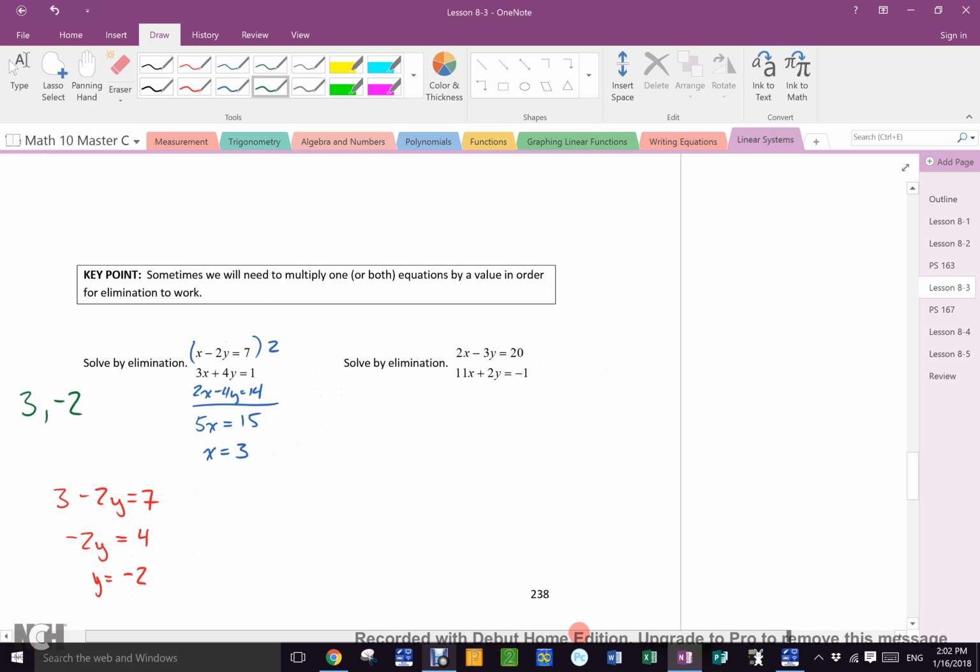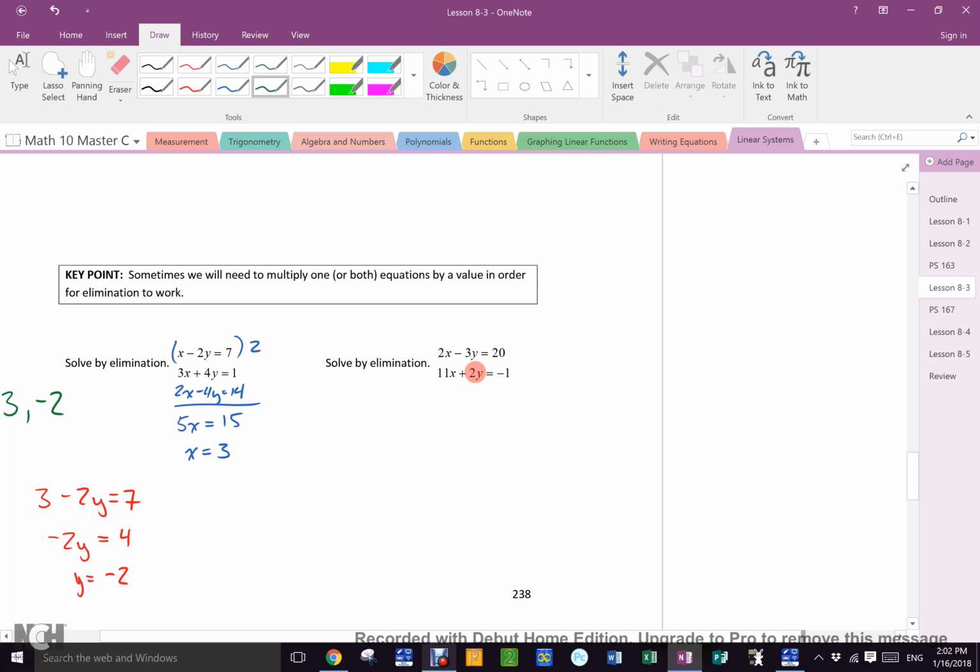Now look at the third one and tell me what's going on. I got to multiply both because neither one is pretty, right? Multiply 1 by 3 and 1 by 2. Excellent. If I multiply this guy by 3 and this guy by 2, what am I going to get? 6x. Sorry, other way around. If I multiply this guy by 2 and this guy by 3, I'm going to get 4x minus 6y equals 40.